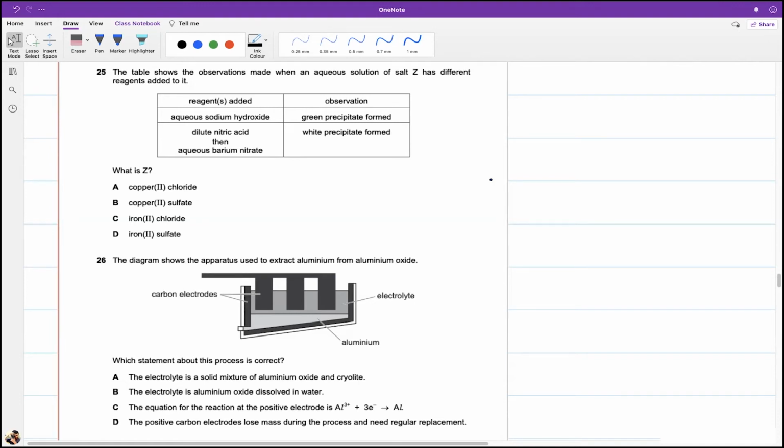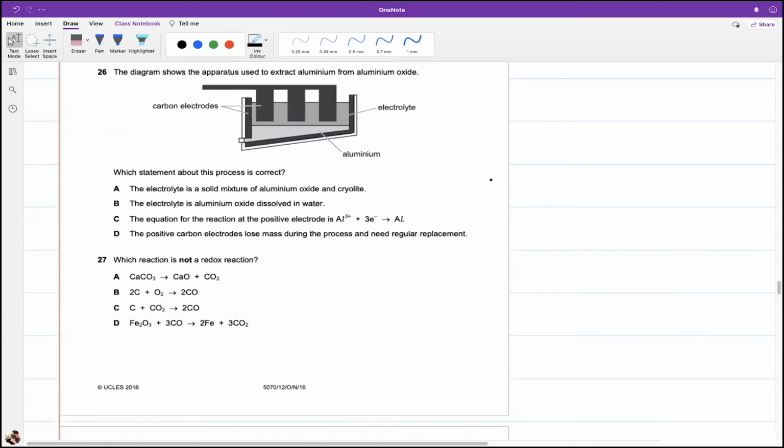So it's going to be iron 2 because chromium 3 is not an option, and sulfate because of the barium ion. Nitric acid we add because if there was going to be a barium carbonate, वो भी white होगा, but with nitric acid, that carbonate basically breaks down and we won't have that.